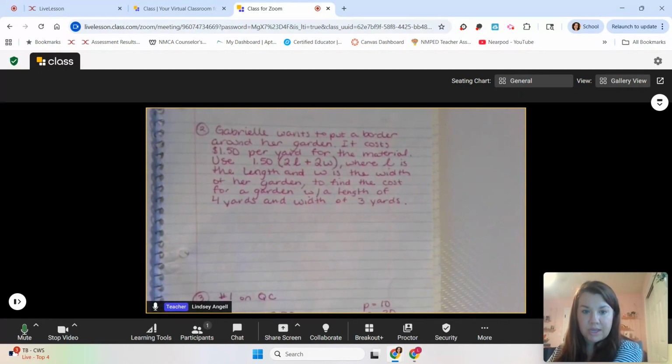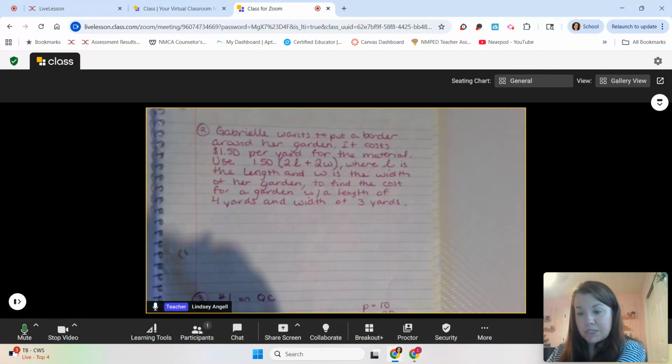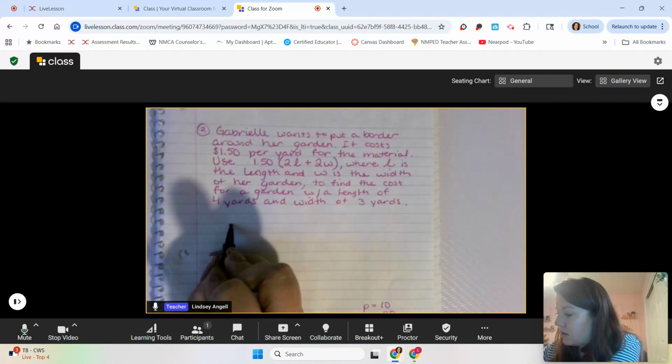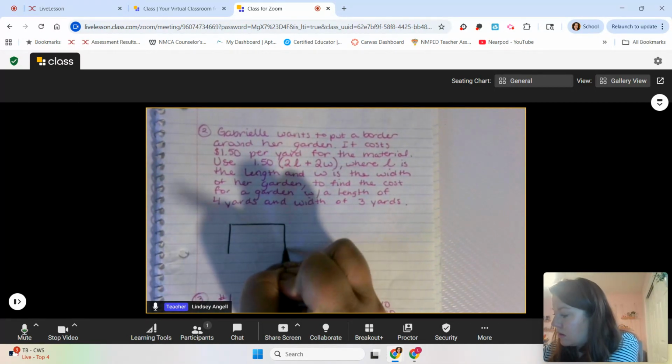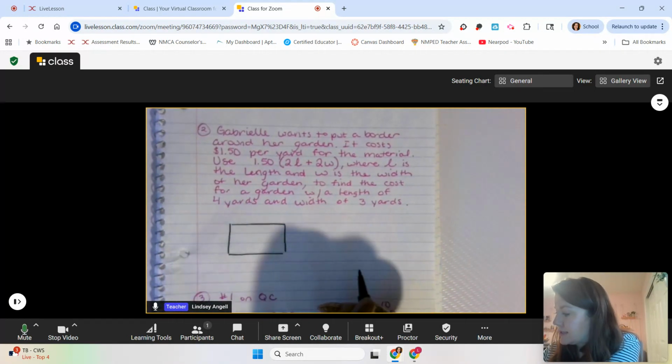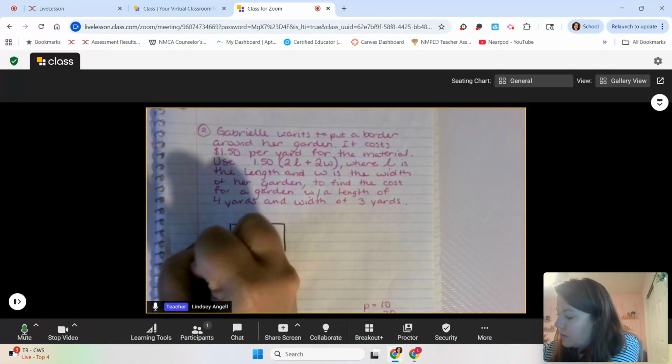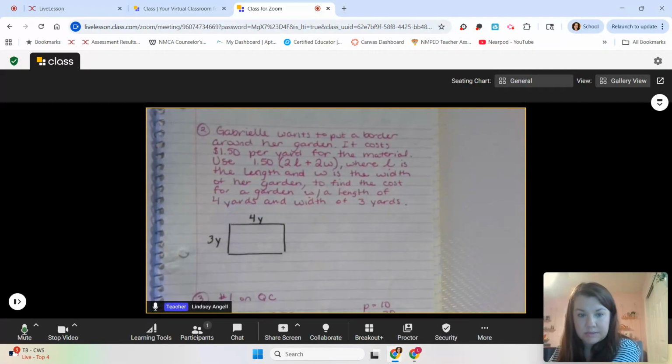So there's a few things. First off, from the information that's given, we can assume that this is a rectangular garden. So we've got a rectangular garden, and it said that the length is 4 yards and the width is 3 yards.